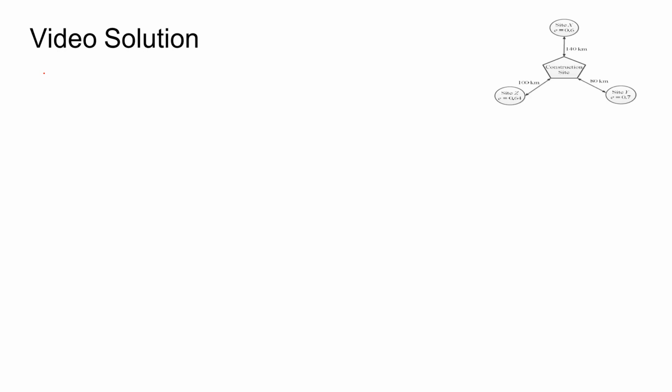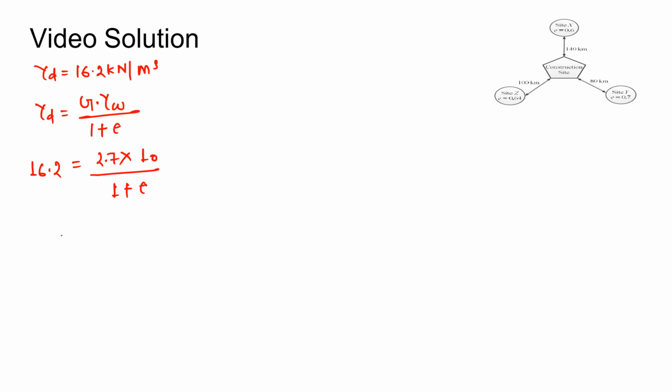Now coming to the video solution, the dry unit weight of the construction site is given as 16.2 kilonewton per meter cube. So we can write gamma d of the embankment site is 16.2 kilonewton per meter cube. As we know, the equation for dry unit weight is gamma d equals G into gamma w upon 1 plus e, where e is the void ratio of the construction or embankment site and gamma w is the unit weight of water. Putting in the values, gamma d is 16.2, the specific gravity is 2.7, the unit weight of water is 10, and it is over 1 plus e. If we solve it, we get the void ratio of the construction site as 0.67.